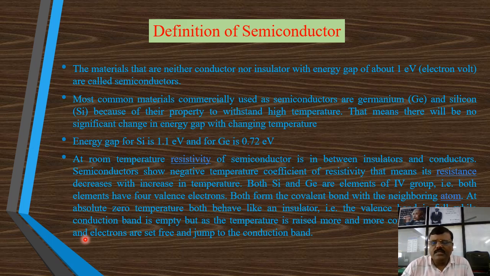Both silicon and germanium are elements of the fourth group, that is, both elements have 4 valence electrons, and both form covalent bonds with the neighboring atoms. At absolute zero temperature both behave like an insulator. The valence band is full and the conduction band is empty, but as the temperature is raised, more and more electrons become available in the conduction band. They transfer from the valence band to the conduction band.